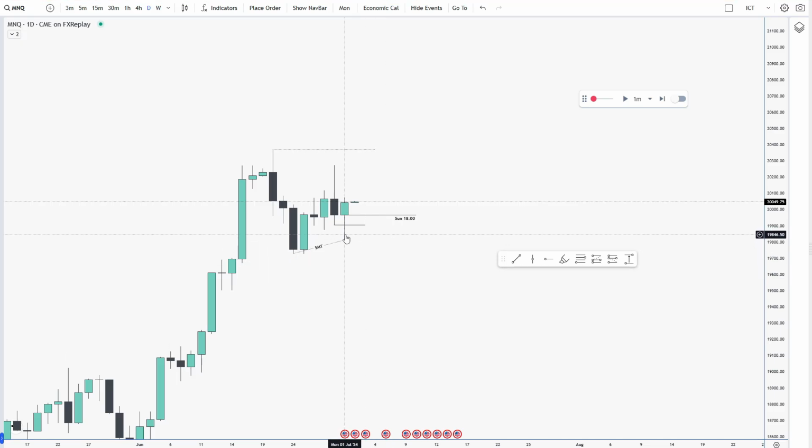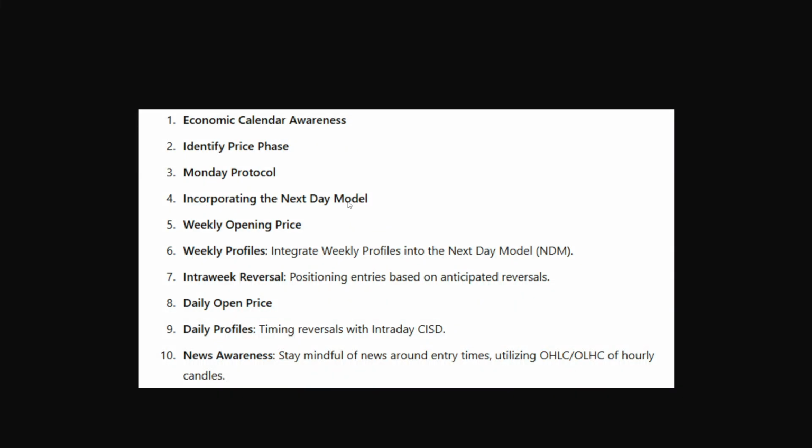Now we do have the candle 2 closure and SMT divergence with ES and the weekly opening price. We have created the low of the weekly candle. Now the next step is adding the weekly profile to the next day model. So Monday low of the week, which will be a classic expansion or a classic bi-weekly profile. Monday low of the week, Tuesday, Wednesday, and Thursday expansion, and we have the consolidation range high as our target. So incorporating this day model, weekly opening price, and the weekly profile into the next day model.